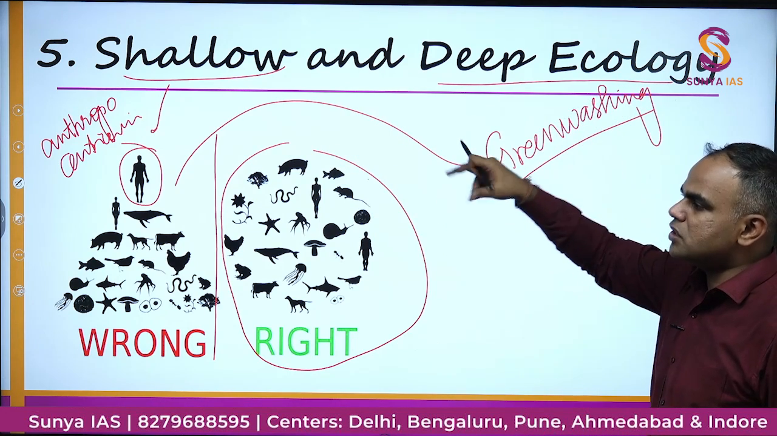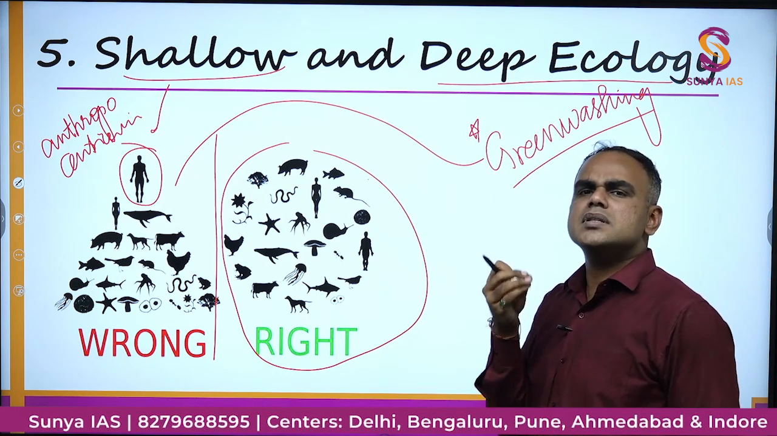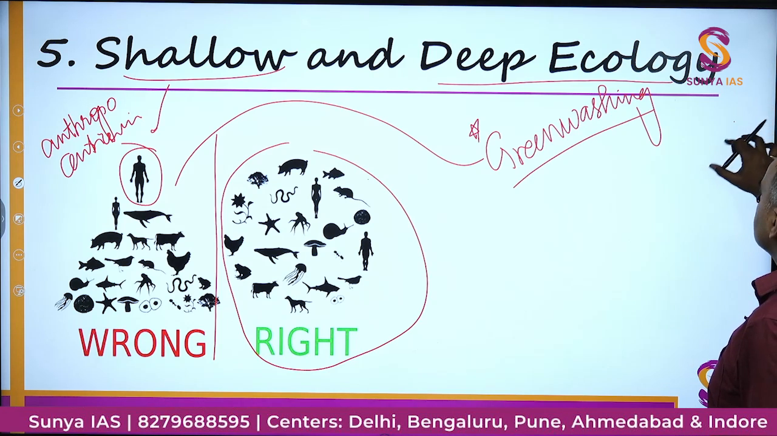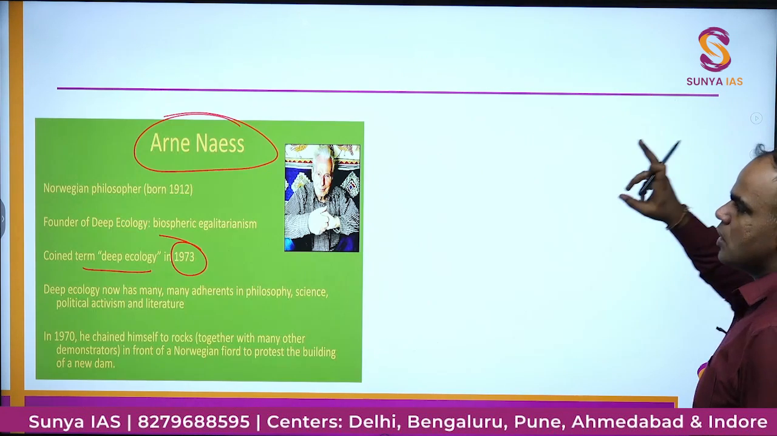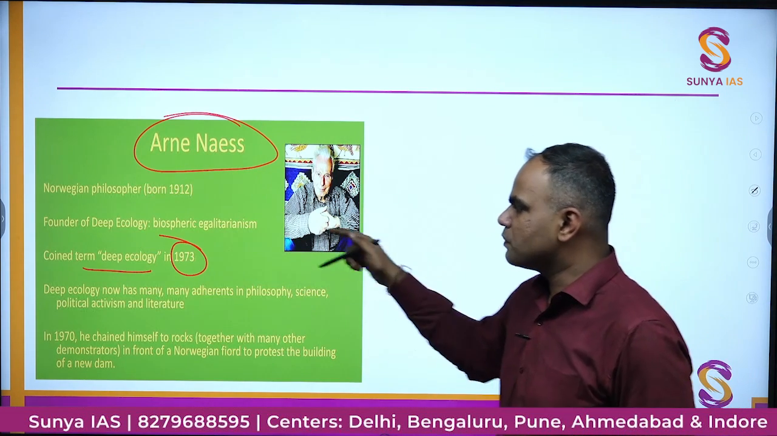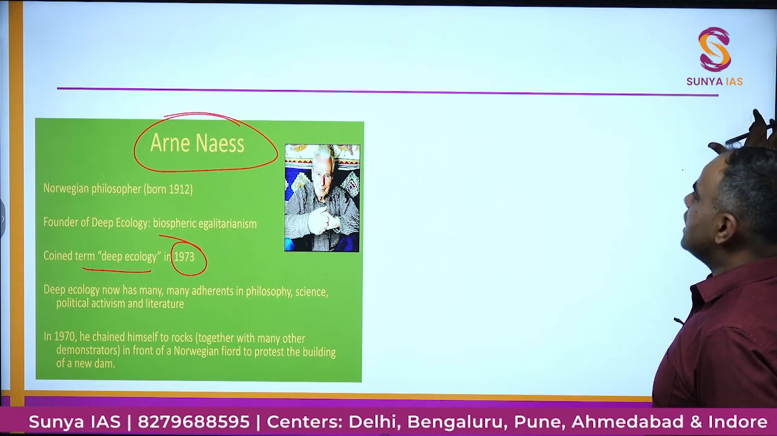Shallow ecology leads to things like greenwashing, which creates false advertisements or false impressions, right? So that is also something one can know about. And this concept was given by Arne Naes, a Norwegian philosopher, way back in 1973. So that is known as deep ecology.